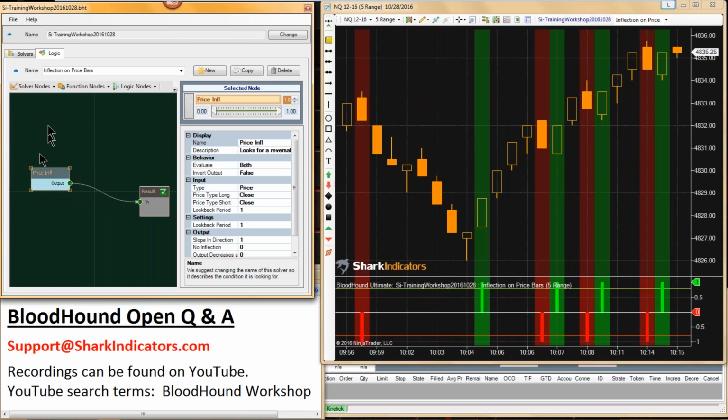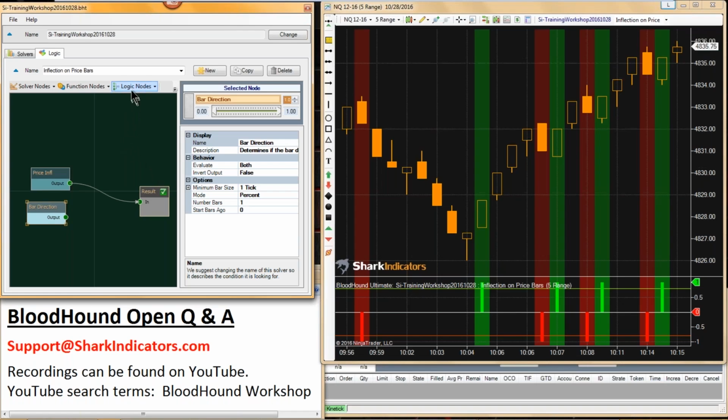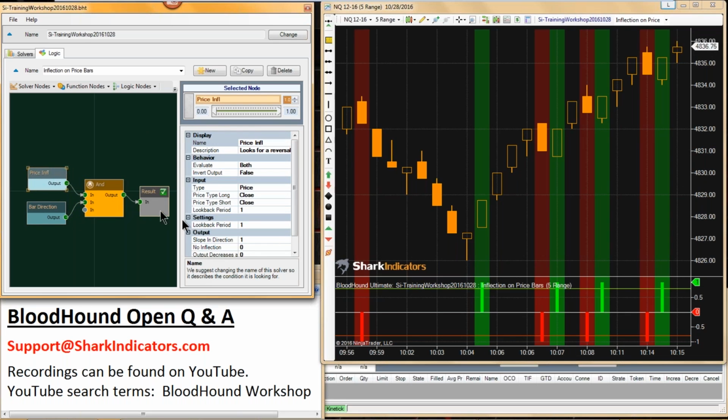So we can take the inflection solver and we can add a bar direction solver. I don't have any bar types like that Ultimate Renko that kind of give you that. I don't have any bar types that I can actually use here, so I'll just have to show you what to do. Put that in there. And the next key is in the inflection solver, you'll have to use a lookback period.